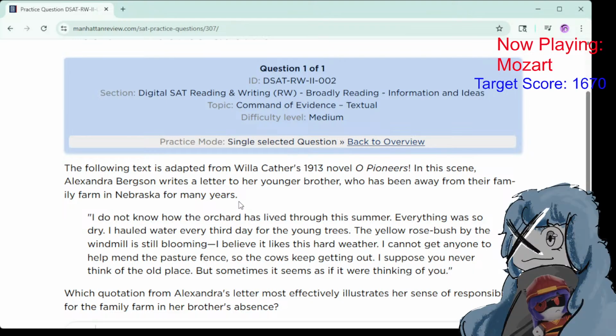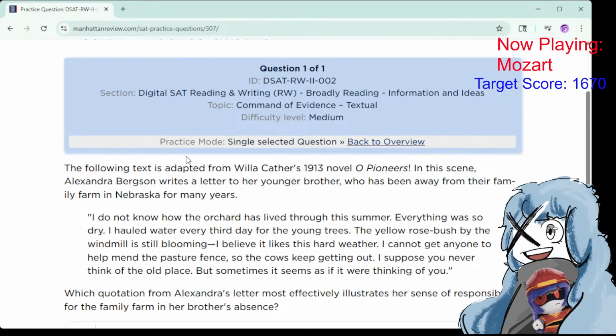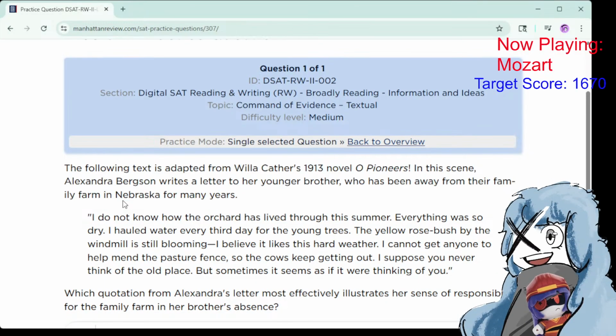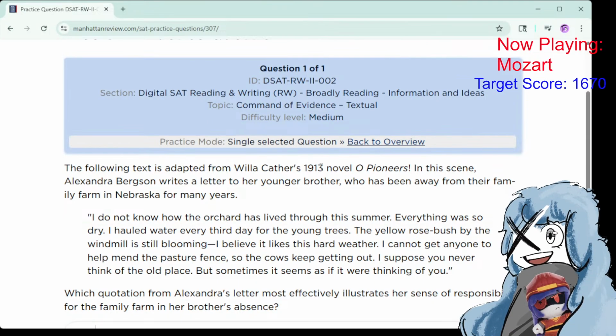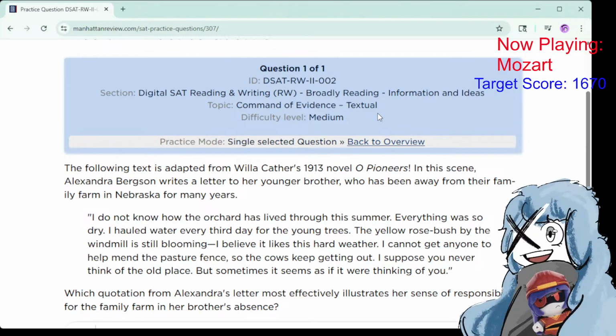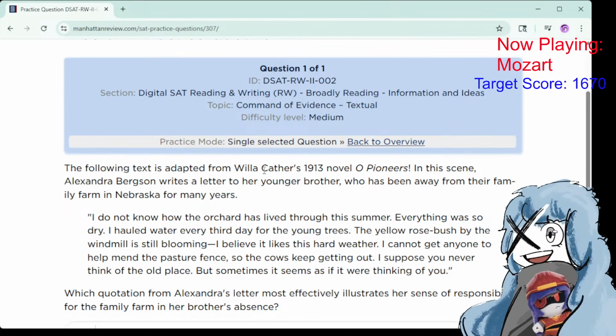So, mistake number two, beware. Read the context of the excerpt, the following, carefully. The following text adapted from Willa Cather. We should underline it, highlight it. The following text adapted from Willa Cather's 1913 novel O Pioneers. In this scene... 1913 novel, Willa Cather, I'm assuming there's like Europe, America.